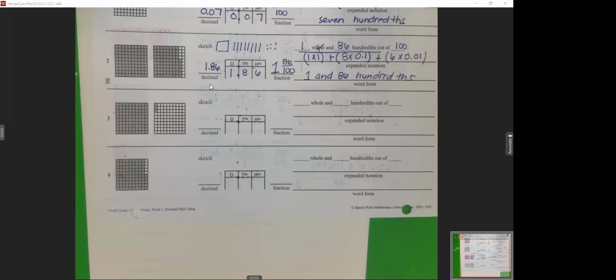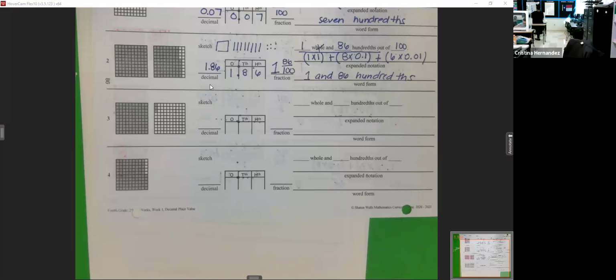Oh, 100. Just put 100 there. Make a big one. Yep, yep. That would be a part of it, right? But how many holes do you have? You can't forget your hole. Yeah. You put a big one in front of your fraction.